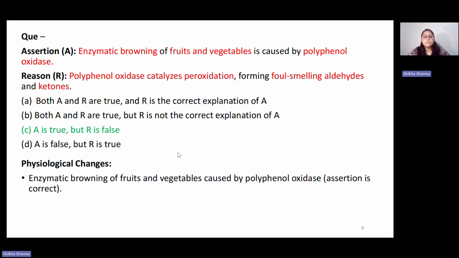Okay, let's see the answer. Here the assertion is true, but the reason is false. In the physiological changes, as we discussed, this enzymatic browning comes. This enzymatic browning of fruits and vegetables is basically caused by polyphenol oxidase, which is the assertion, and it is true.